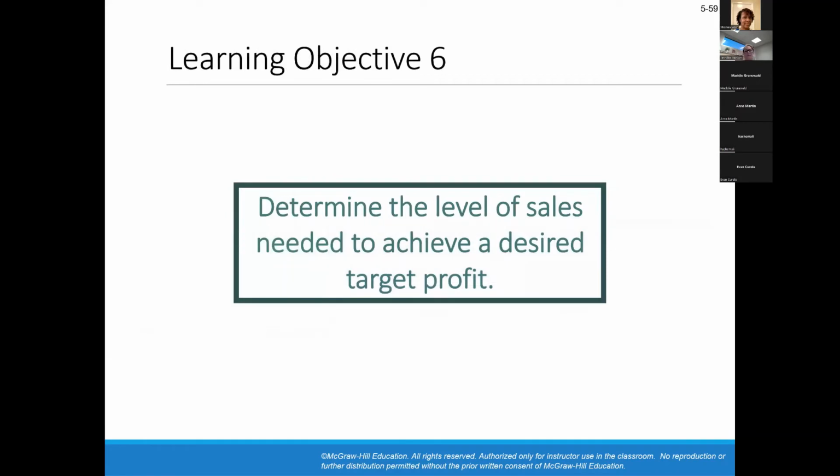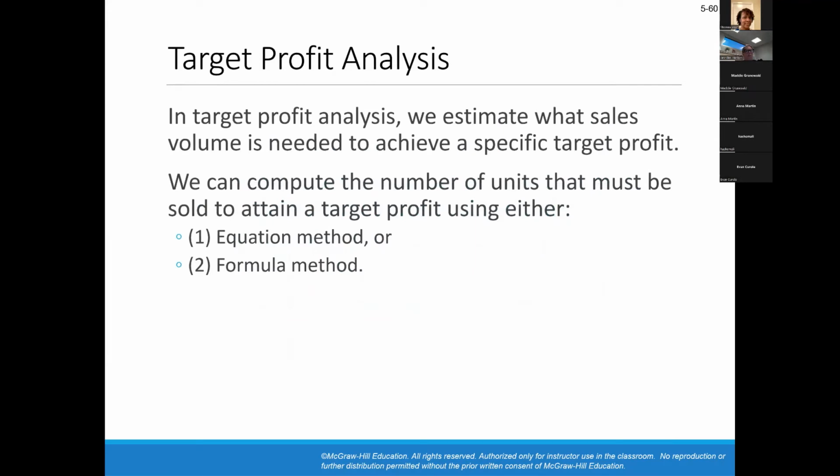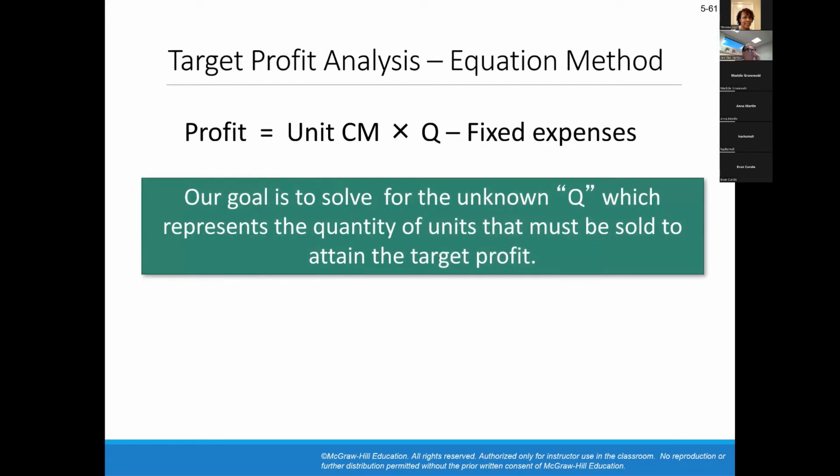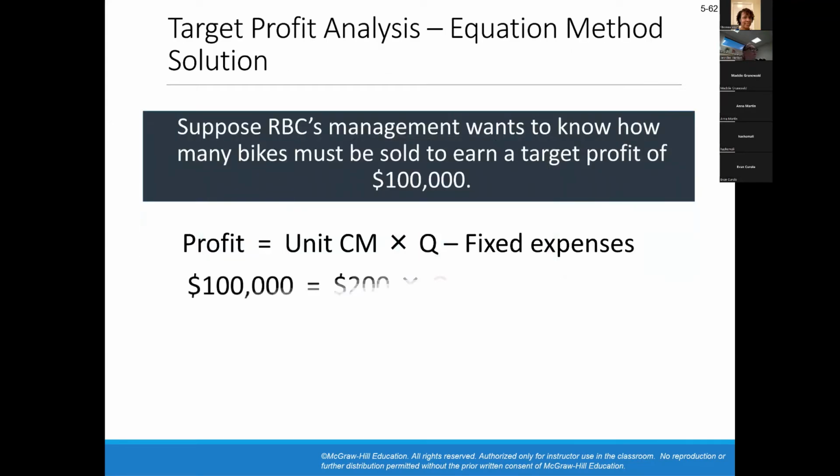All right, so that was the break even. So we weren't looking at a profit, right? So now let's look at a target profit. We can solve it either way, whichever way works best for you, the equation method or the formula method. All right, so we want to know our profit. So instead of having 0, we're probably going to have some number there that we have in mind. It's going to equal the unit contribution margin times the quantity less fixed expenses. So this formula is the same. And we need to figure out how many units we need to sell to get that target profit that we want to make. So let's look at an example of that.